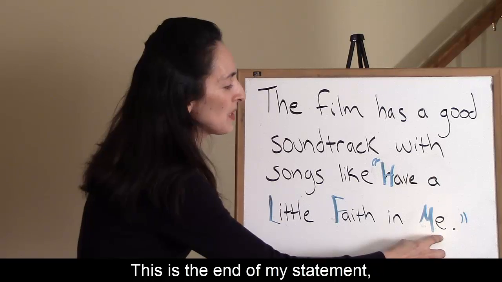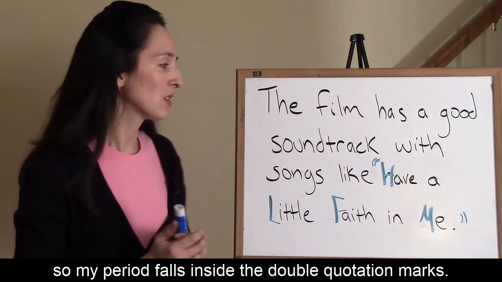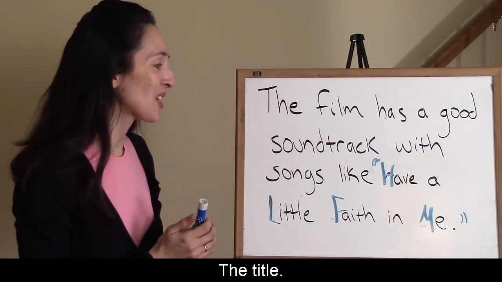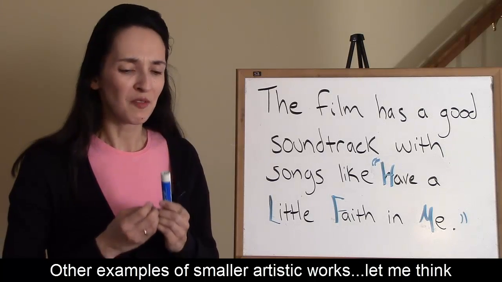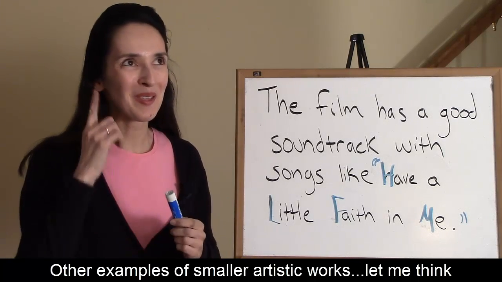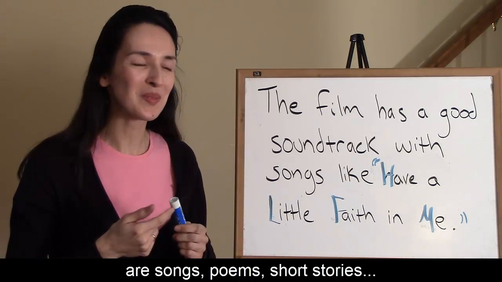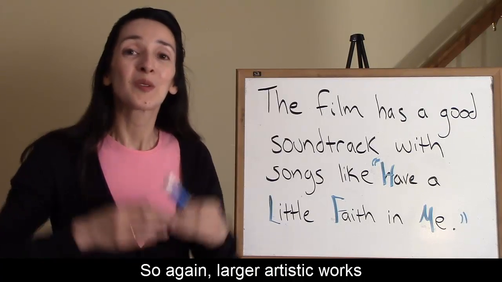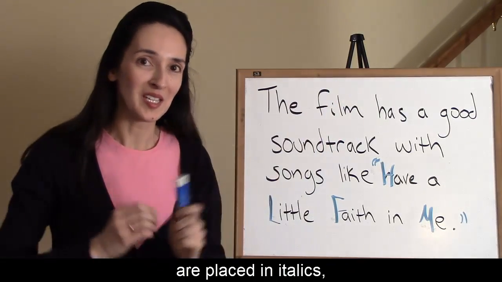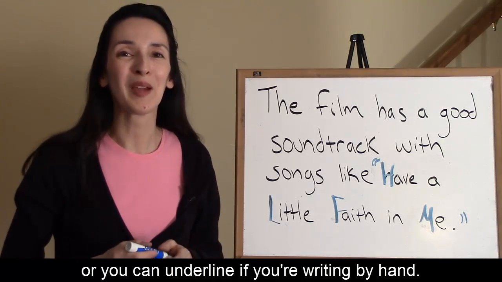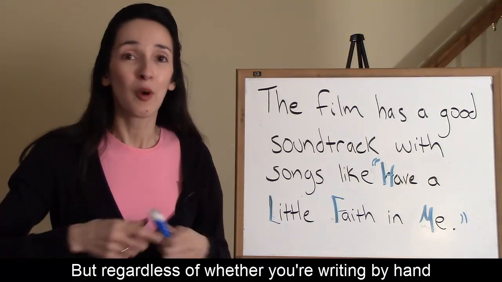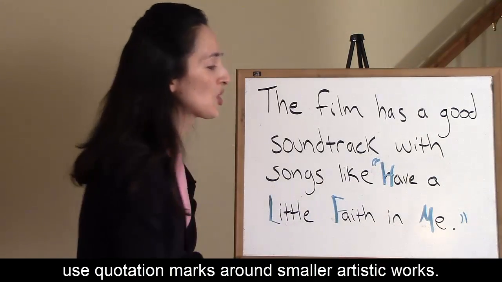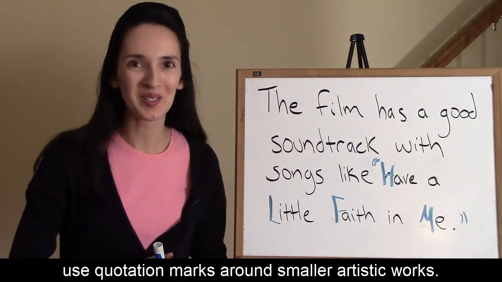This is the end of my statement, so my period falls inside the double quotation marks. Have a Little Faith in Me is the name of the song, the title. Other examples of smaller artistic works, let me think, are songs, poems, short stories. Those are some common examples. So again, larger artistic works are placed in italics, or you can underline if you're writing by hand. But regardless of whether you're writing by hand or typing on a computer, use quotation marks around smaller artistic works.